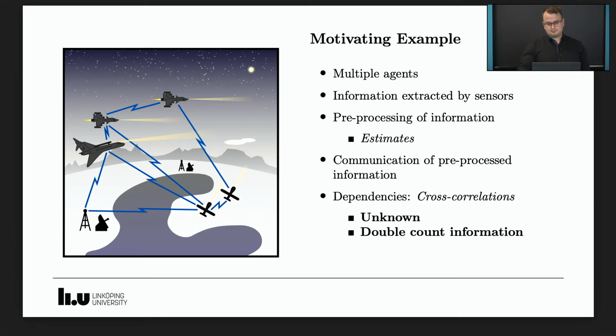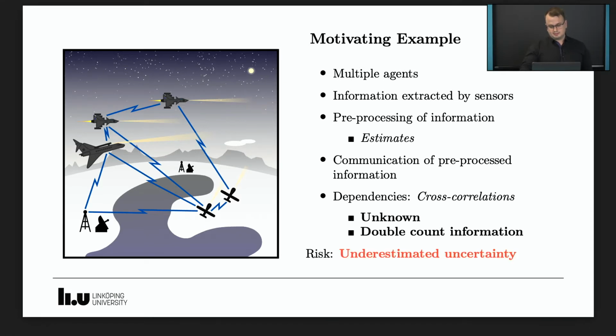Dependencies called cross-correlations. So in decentralized estimation, these are most often unknown, and there is a risk then to double count information, which will mean a risk to underestimate the uncertainty about, say, a target. So this is where conservative estimation comes in. Conservative estimation is about not underestimating the uncertainty.